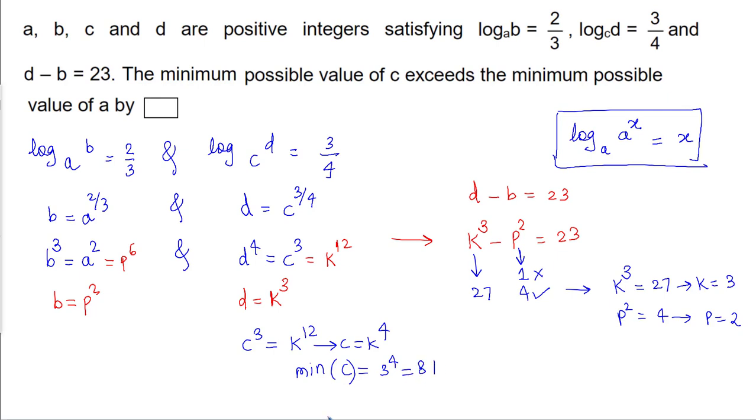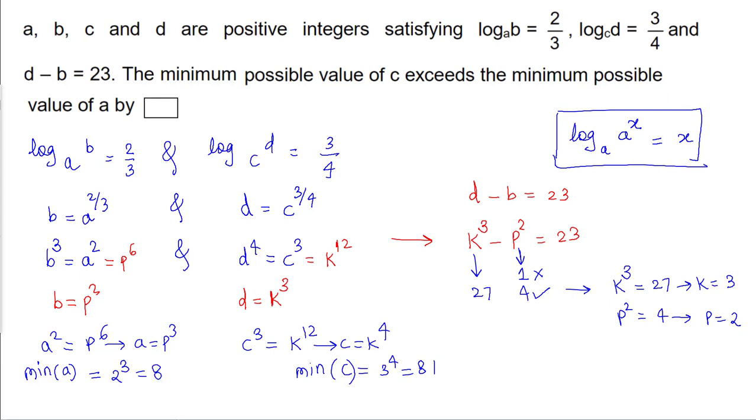Okay, now the minimum possible value of a. We know that a square is equal to p to the power 6. So a is going to be p to the power 3. So the minimum possible value of a is p to the power 3, that is 2 to the power 3, that is equal to 8.